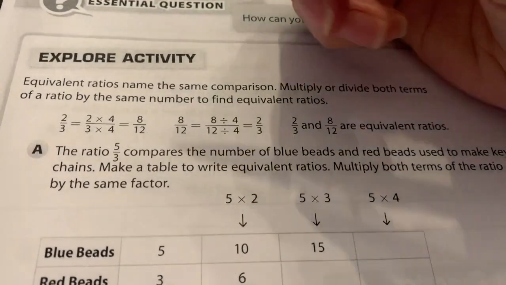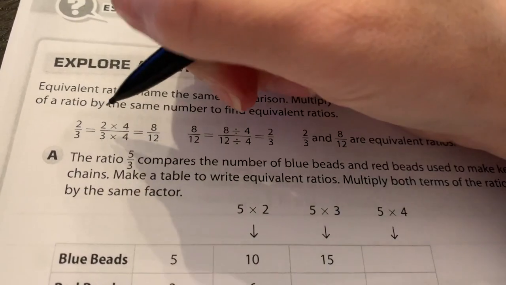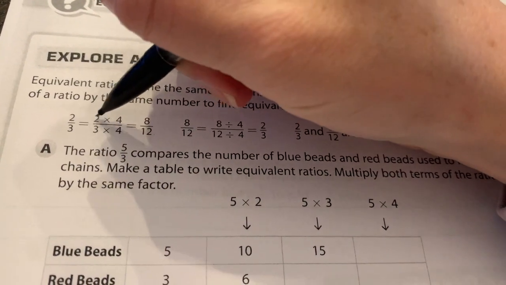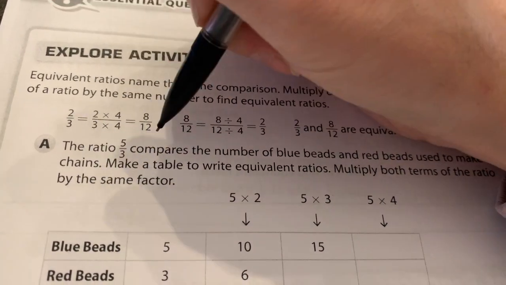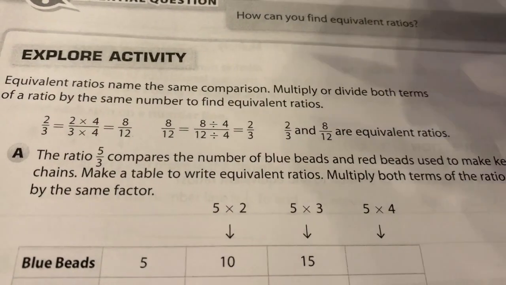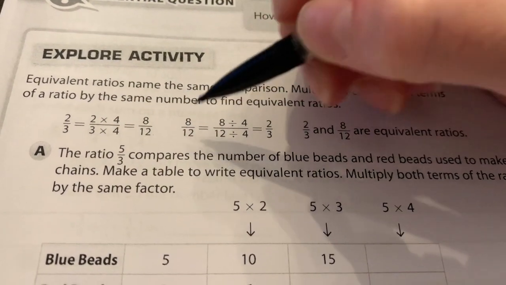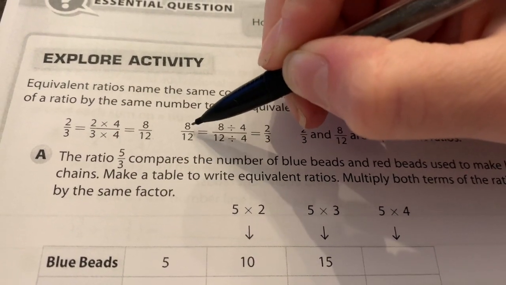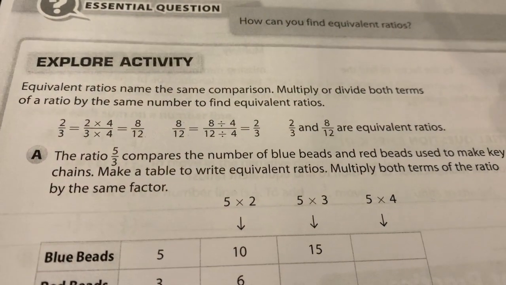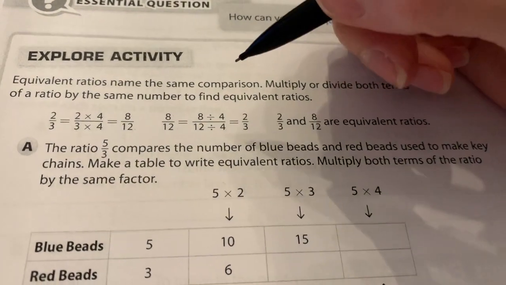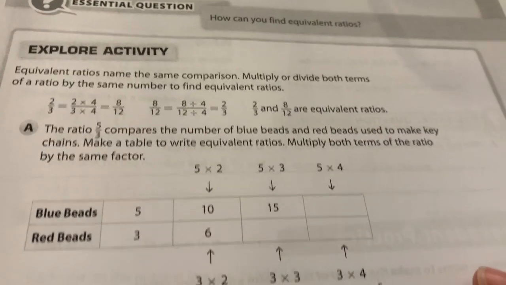Now, what we learned at the beginning of the year is you can take a ratio, multiply it by any number, top and bottom, and you get an equivalent ratio. And then you can also go backwards and start with a ratio and divide both the numerator and denominator by the same number and get an equivalent ratio. Okay? So let's take a look at part A.